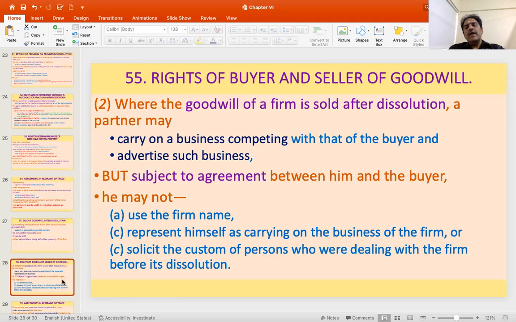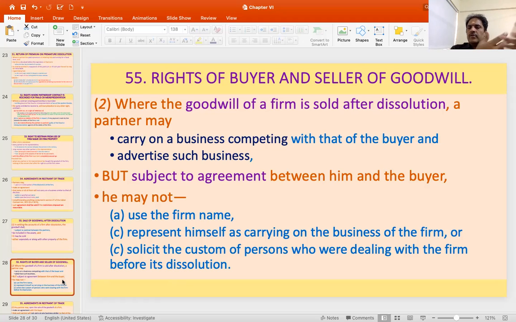So where the goodwill is sold after dissolution, a partner may carry on business competing with that of the buyer and advertise such business. So he has bought it, so now he will have to be given the capability of using it. Because the value has been sold, you can't now restrict the other partner from doing it. So another partner of the firm going out also will be now a competitor in the market.